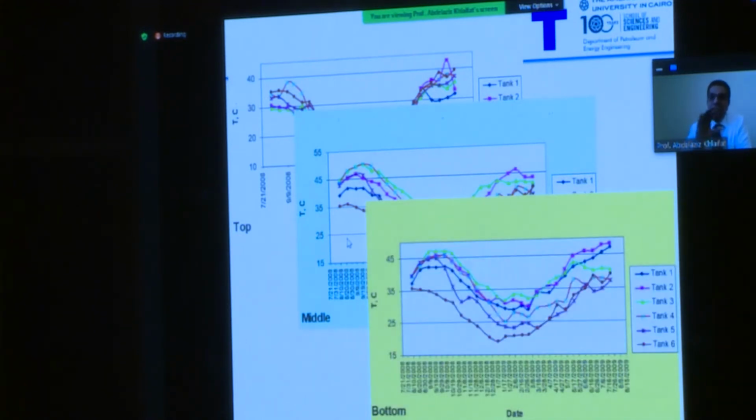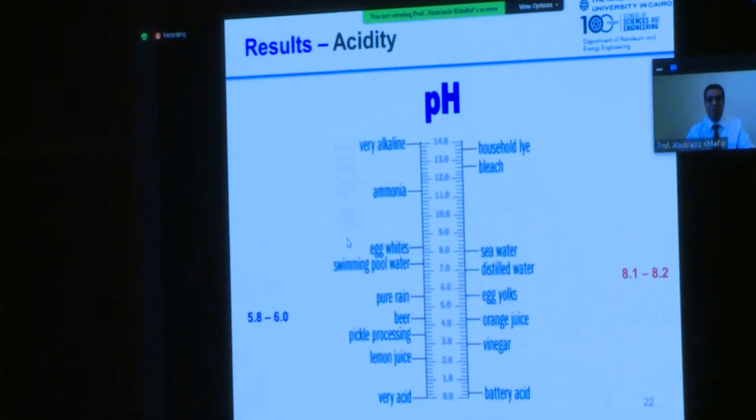If you look at the middle and at the top, the temperature distribution is almost similar, where the lowest temperature can be seen in tank number 6, where we have only Dead Sea water. In other tanks where we have a high ratio of mixing, the temperature is larger, which means mixing results in generating some heat. This might be due to some type of exothermic chemical reaction taking place in the vessel.